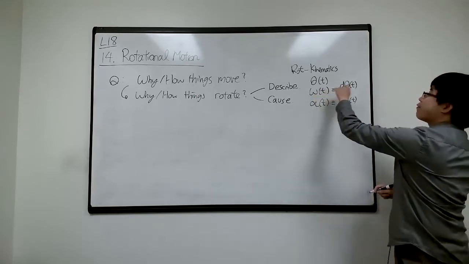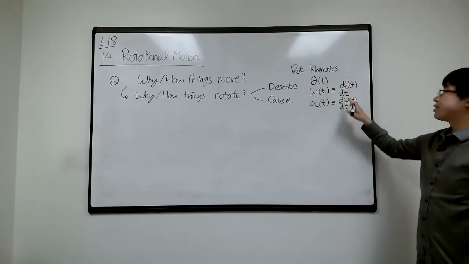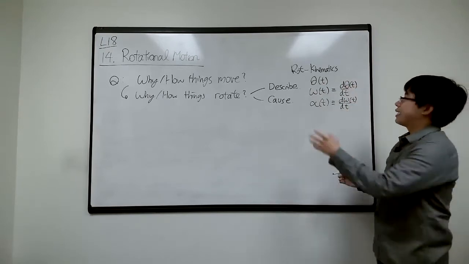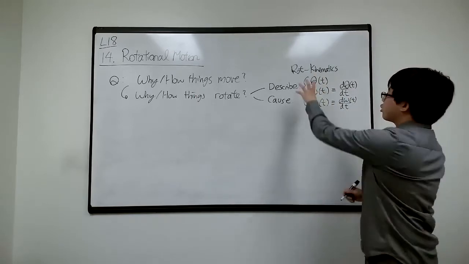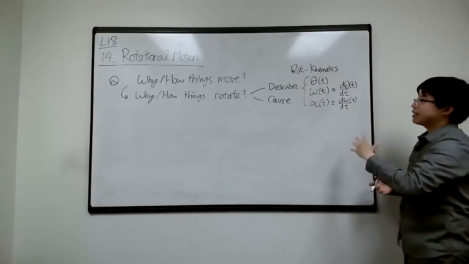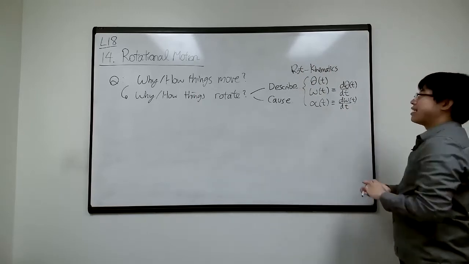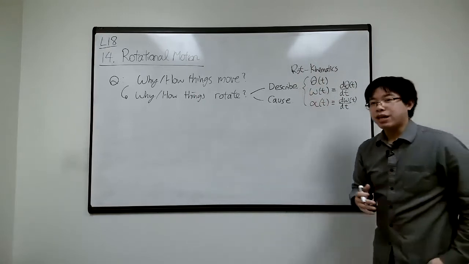You can talk about an average, in which case you just change that into delta. That will be average, and this is instantaneous. All right, so we know how to describe. These are sort of the key players, just like in SUVAT, those are the key players in it. Now, what causes these things to rotate? This is the big question, right?